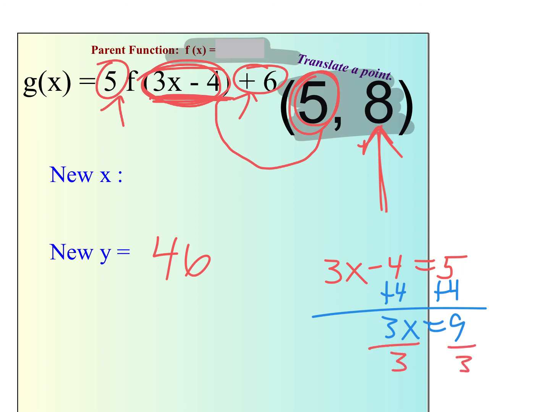Would that work on the other way too? No, it won't. It'll only work on the x. Why? Because it's on the inside. And by setting it into an equation, it's forcing you to do PEMDAS backwards. Final answer, x equals 3, and that's what my new x is, 3.